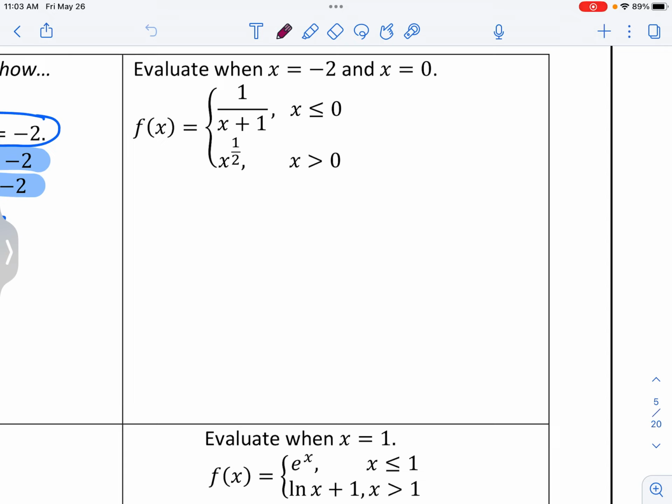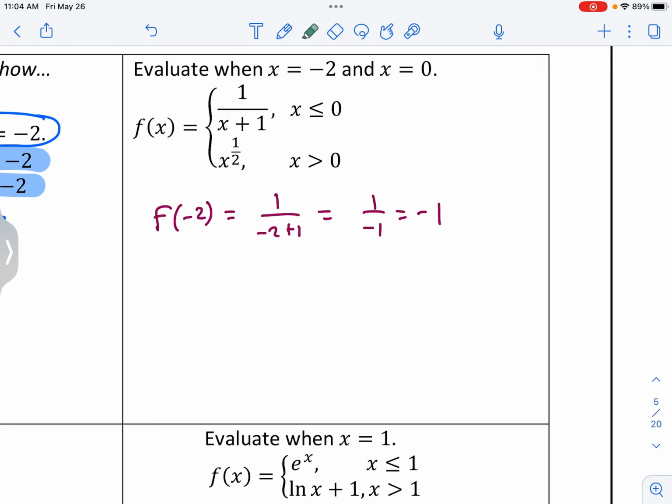So let's start with -2 first of all. I see that -2 belongs to this first piece because its domain is everything less than or equal to 0. So the function at -2 will be 1 over -2 plus 1, and that will equal 1 over -1, which is -1.